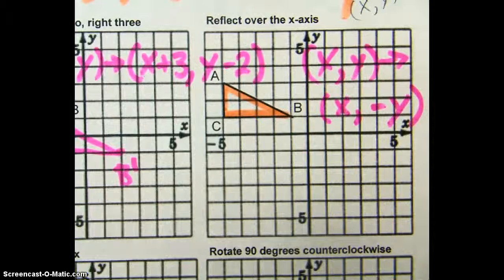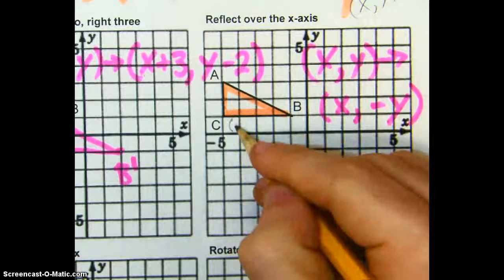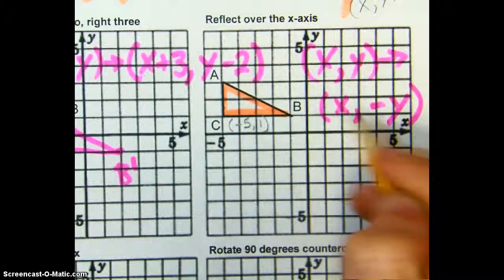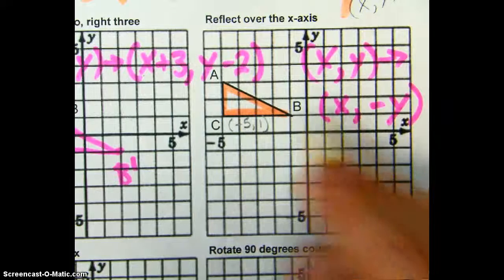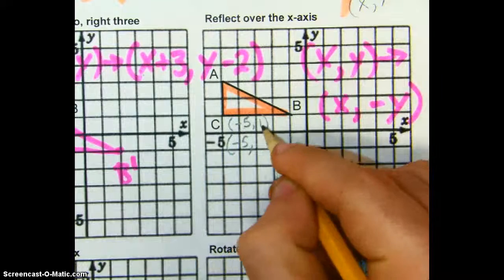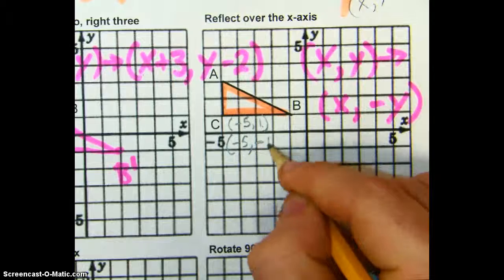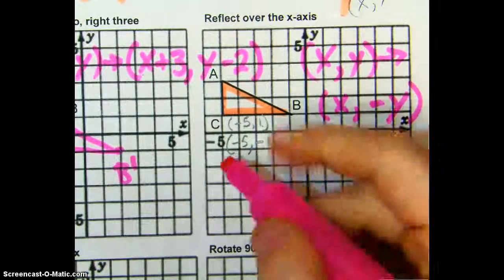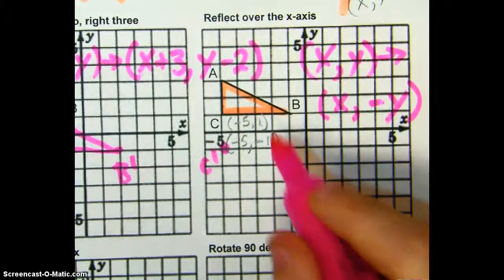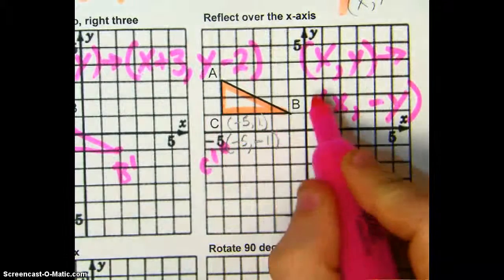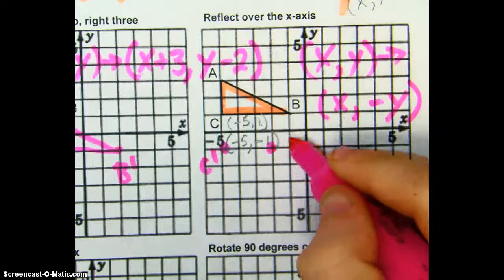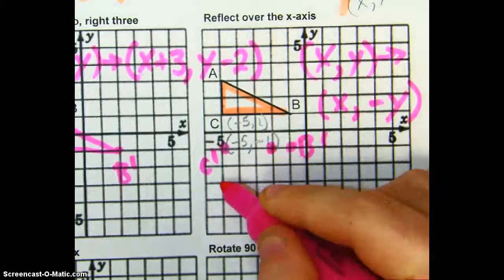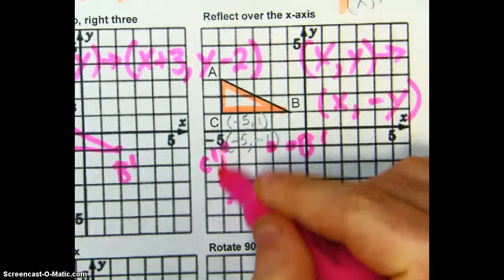So taking a point like C, which is at, again, negative 5 comma 1, and using this map, C is going to end up, keep the negative 5, keep the x the same, and change the 1 to negative 1. That point ends up being right here. If I were to find the coordinates of all the other points and put them through this mapping, I would find B prime to be here, and A prime to be right here.